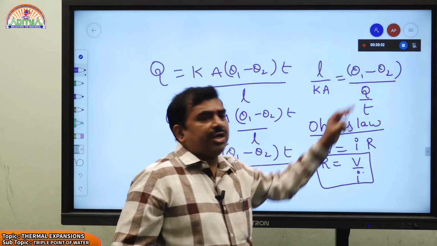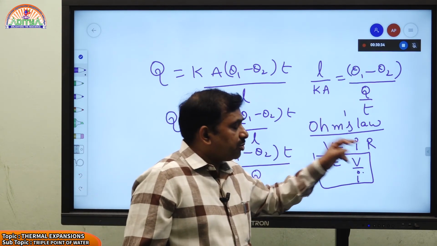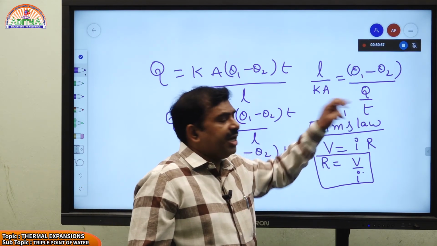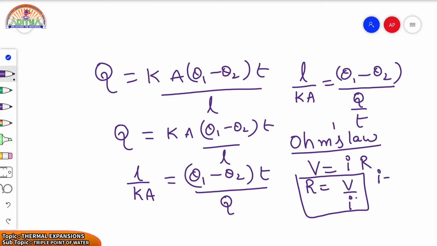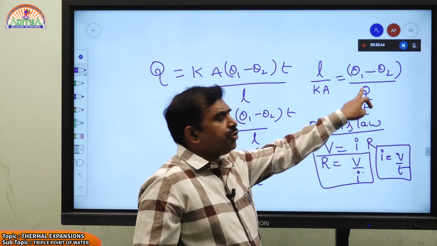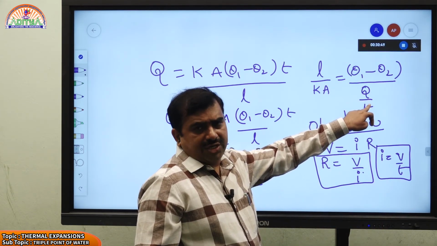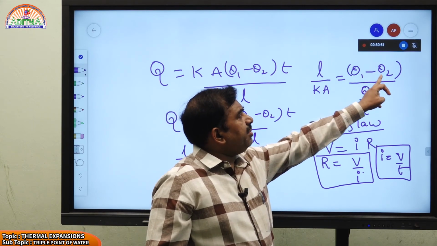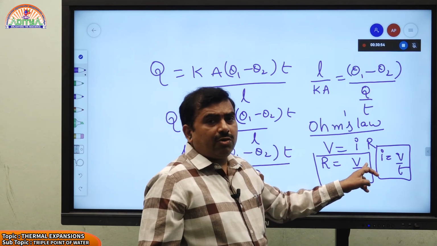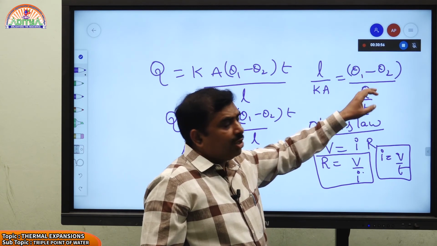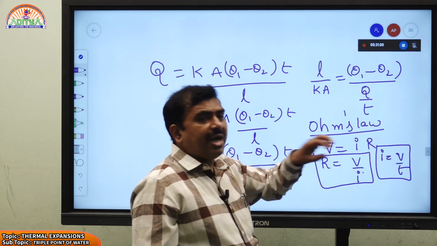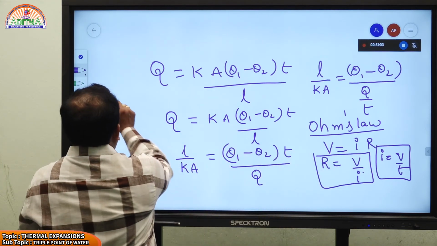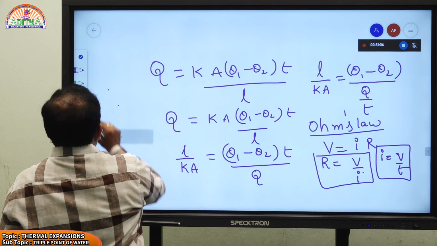Look, this temperature difference will create the potential, and this Q by T is almost similar to current I, which we can write as charge by time. So here you have Q by T, that is the rate of flow of heat, similar to that of current. Theta 1 minus theta 2 is almost equal to the potential difference, thereby the temperature difference. So by comparing this particular formula with R is equal to V by I, I will write a little bit more clearly.